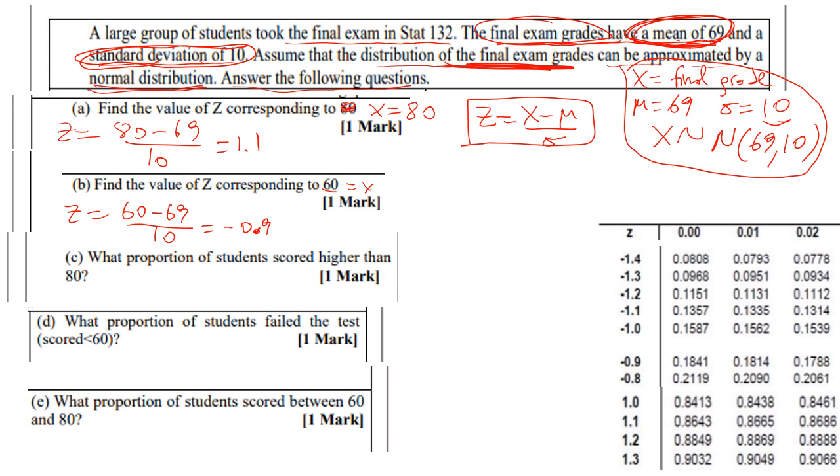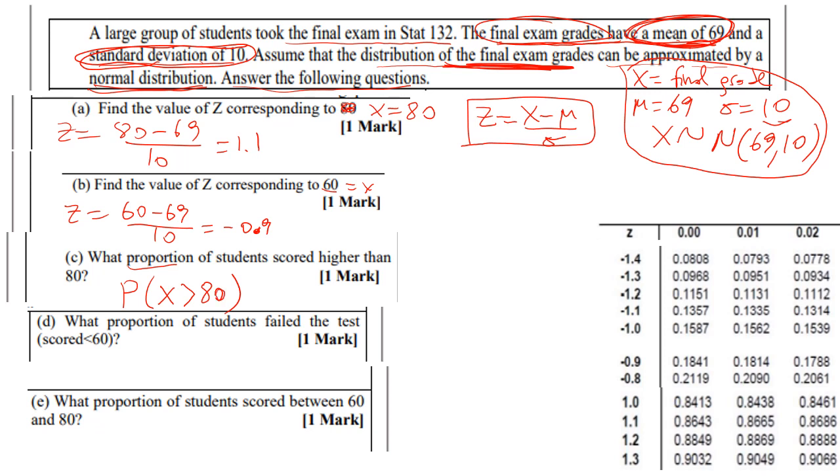Now, what proportion of students scored higher than 80? Proportion means the percentage, or you can write the same thing as the probability that a student gets more than 80. In both cases, it's asking the percentage of the data for exam scores higher than 80. So what is the percentage or the probability that X is bigger than 80? When you pick an exam score, it's more than 80.